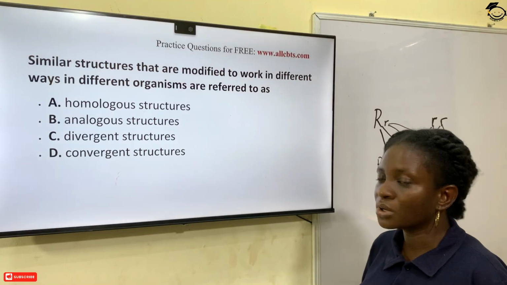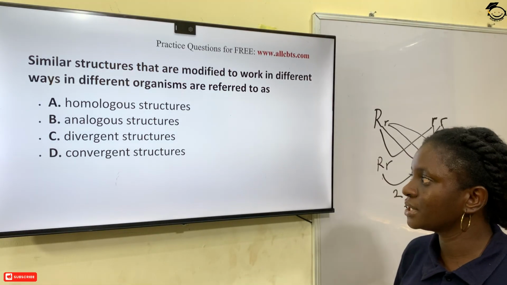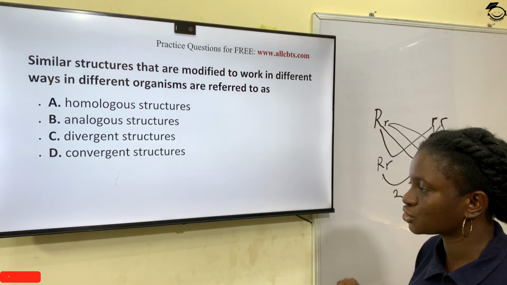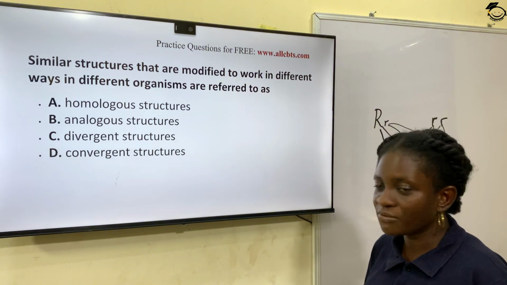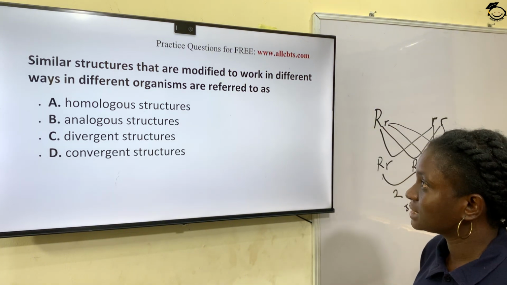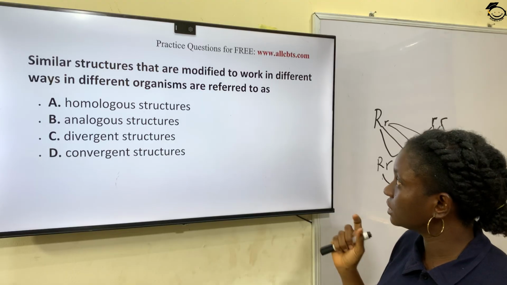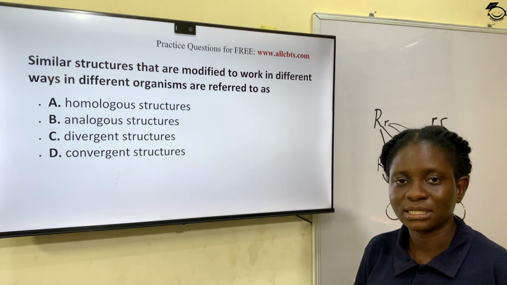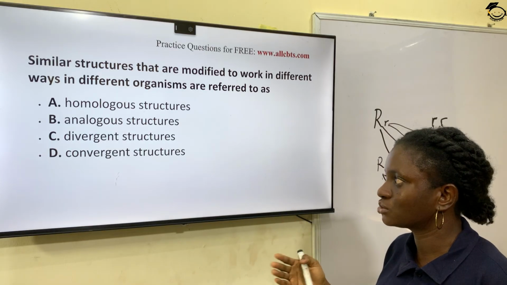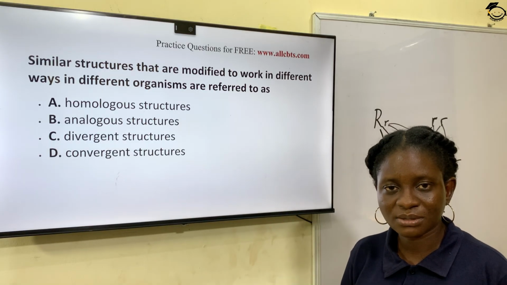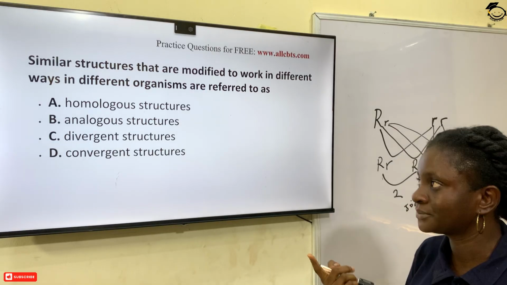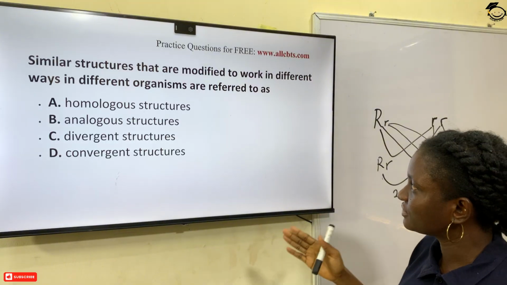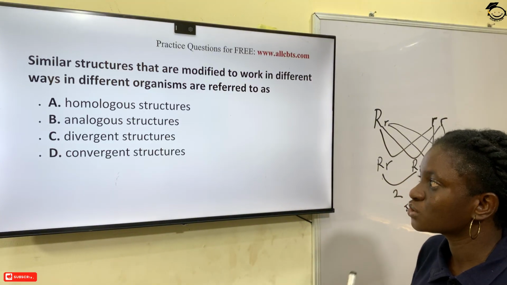Next question. Similar structures that are modified to work in different ways in different organisms are referred to as: A. Homologous structures, B. Analogous structures, C. Divergent structures, D. Convergent structures. So take note of the words. It says similar structures. That's the lookalike. When you talk about homologous, that means something that is similar.